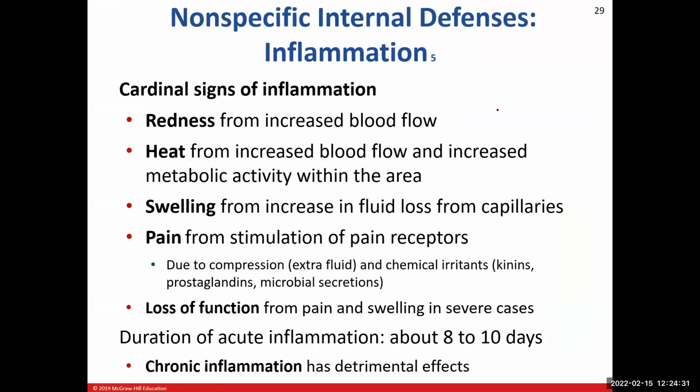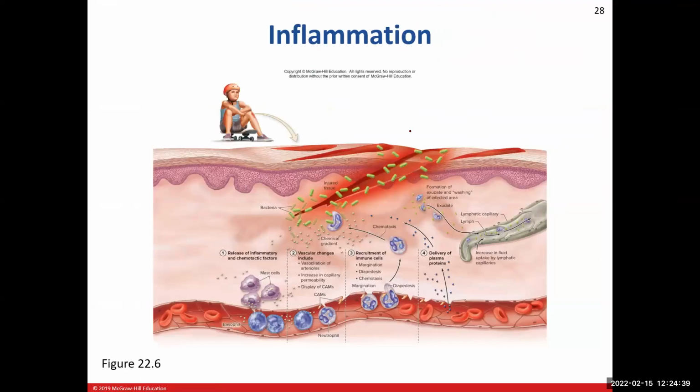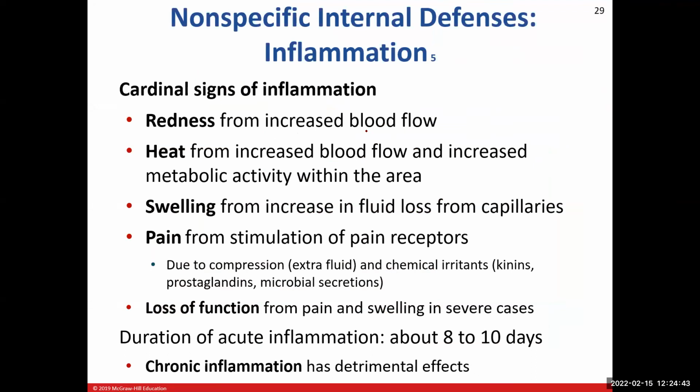So what do we see for inflammation? Well, in the picture there, you saw redness right around the area. That redness is from an increase in blood flow. Heat is because we're going to see an increase in metabolic activity. All those cells are working hard when we're trying to fix damaged tissue. You have the white blood cells doing their thing.